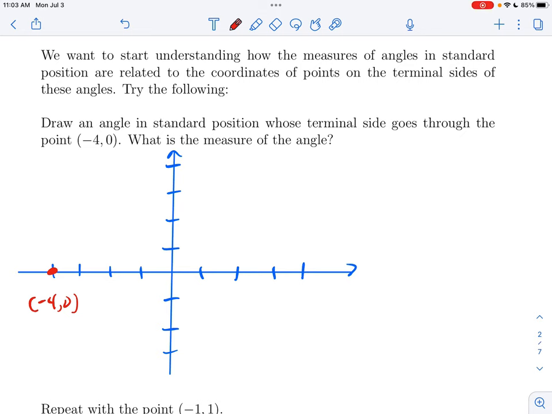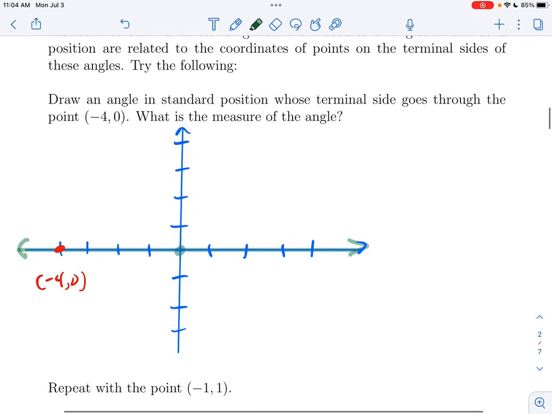So we want to draw an angle in standard position whose terminal side goes through that point. So here's my terminal side. It starts at the origin and goes through that point. But we know that our initial side always points right. So this might not look like an angle to you. It really just looks like a line. But let's think of this in terms of how much rotation is there. If we were starting pointing right, and we rotated so that we were pointed left, we could say that this is a 180-degree angle in standard position.